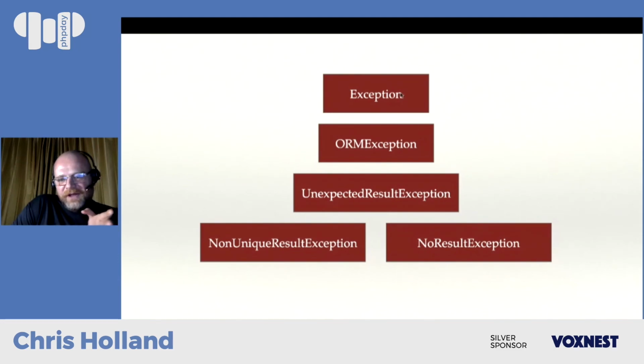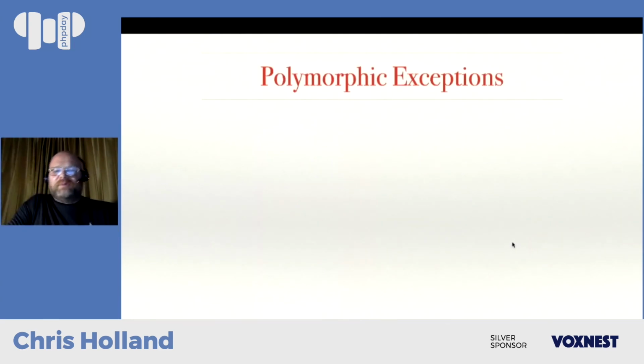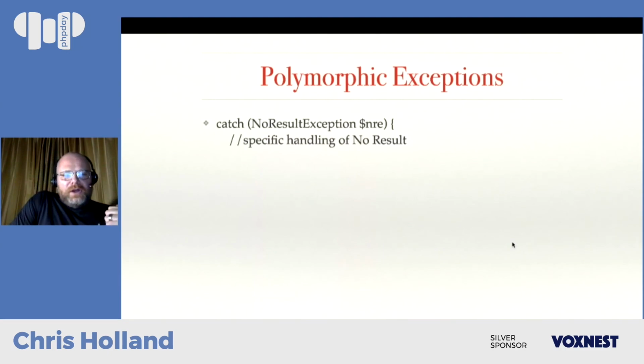So if you look, this is the class hierarchy, if you will, right? So no result exception extends unexpected result exception, which extends ORM exception, which extends exception. So this gives you the ability to catch an exception at any one of those types. So I'm going to show you an example, right? You could catch a no result exception very specifically. And so now you're going to put some code in here that is specific handling of what happens when no result was found.